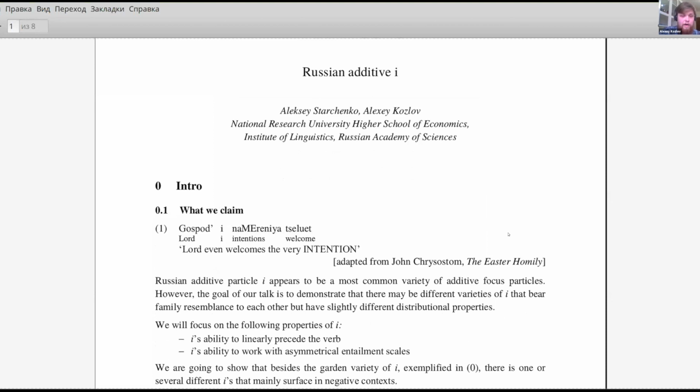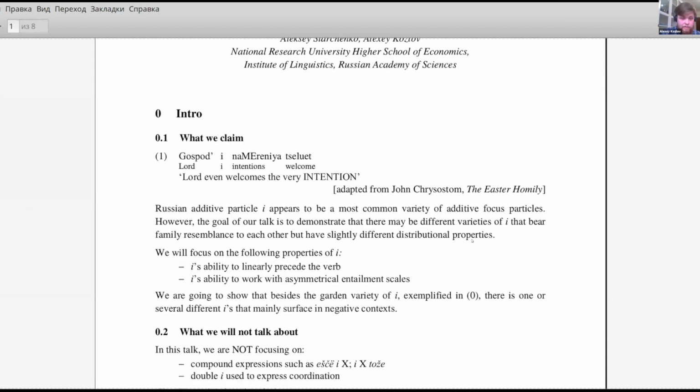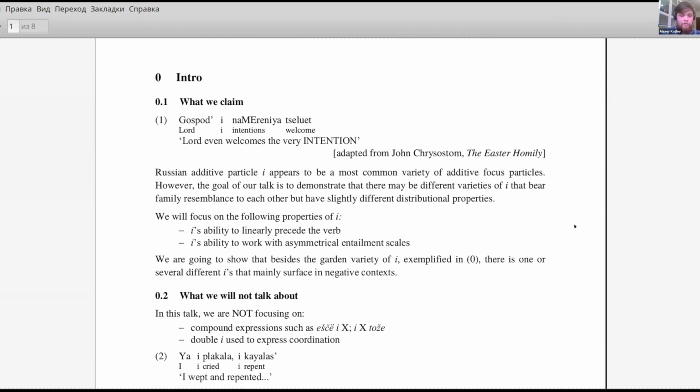We are going to talk about Russian additive E, a focus particle which appears to be fairly regular. Like you see in example 1, Господь и намерение целует, Lord even welcomes the very intention. We are aiming at showing that there are several Es. We present no analysis, so our presentation will be in a more empirical vein than the two last ones.